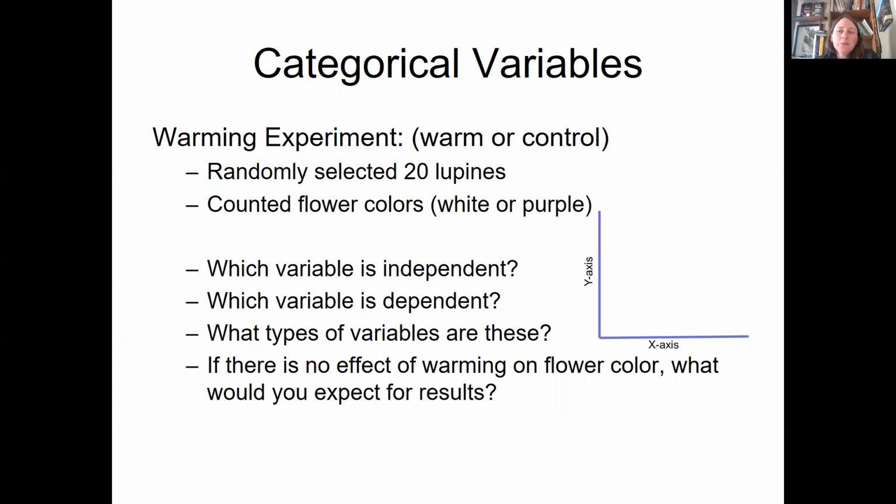Okay. And then remember, you put the dependent variable on the y-axis and the independent variable on the x-axis. So if we plotted warm versus control on x on the horizontal and color, white or purple, on y, then what we would see, if there's no effect of warming on flower color, is called our null hypothesis. What do we expect if there's no influence of one variable on the other? That's called a null, N-U-L-L hypothesis.